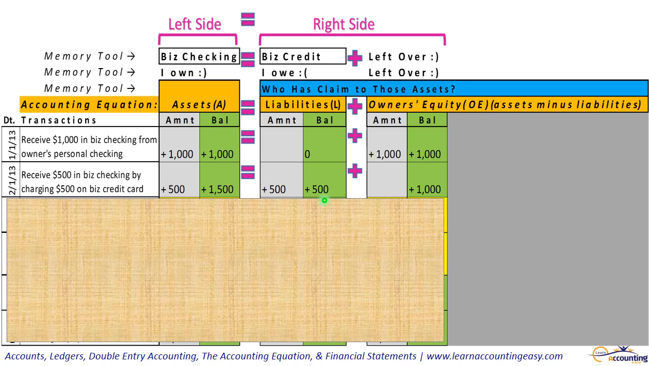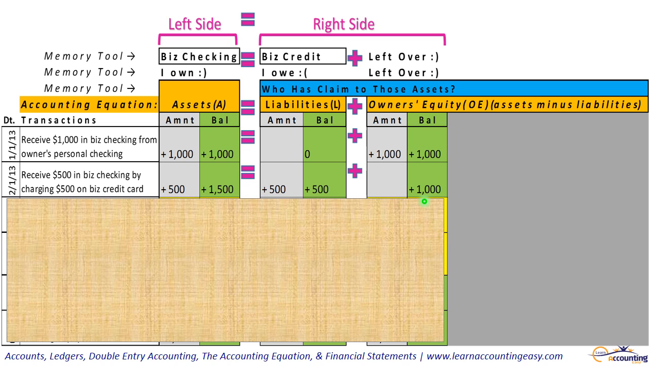On the right side of the accounting equation, again, we're asking the question, who has claim to those assets? Do our creditors have claim to this 500 in particular? Well, yes, they do. We owe the credit card company another $500, so we're going to put the 500 here. There wasn't any change to owner's equity on February 1st, so we don't put anything here, and we just carry forward the balance from the previous transaction to the running balance as of February 1st.